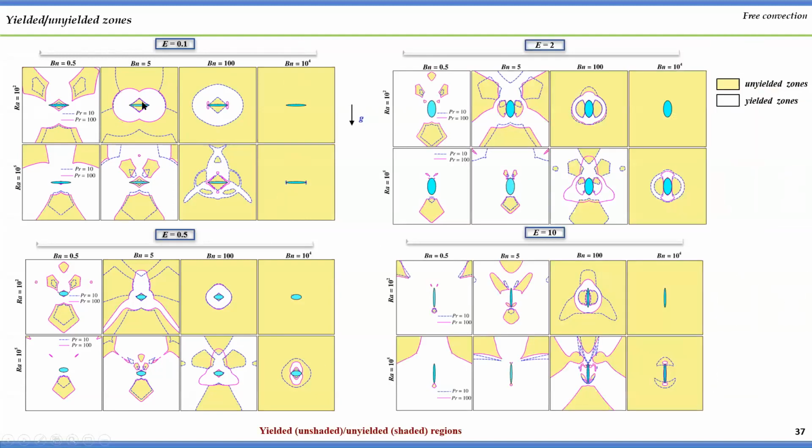Similarly, you can see how the shape modulates the yielded and unyielded region. We are able to see that at high Rayleigh number, where the convection, the buoyancy effect, is much more, this fluid regime will prevail up to a higher value of Bingham number. That means you need a higher Bingham number to see the freezing kind of material characteristic around the geometry.